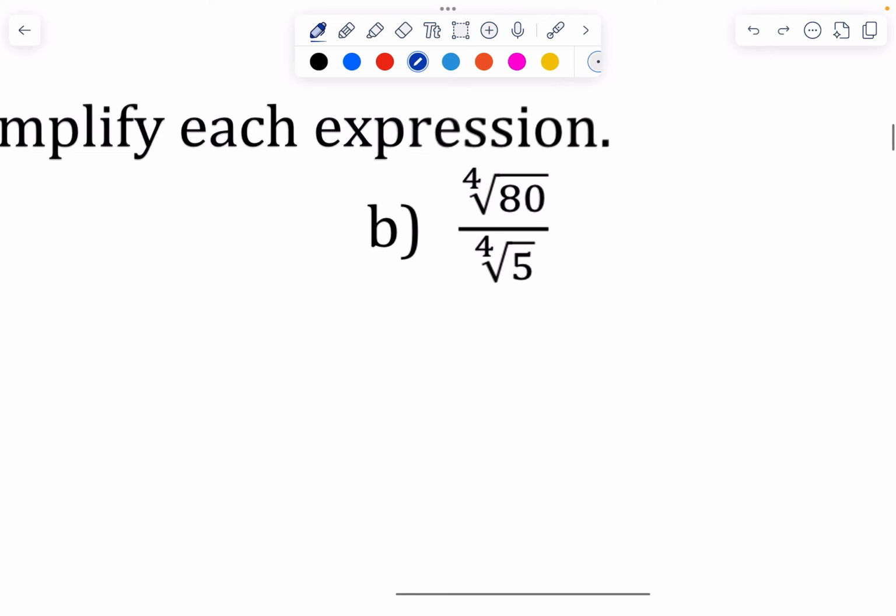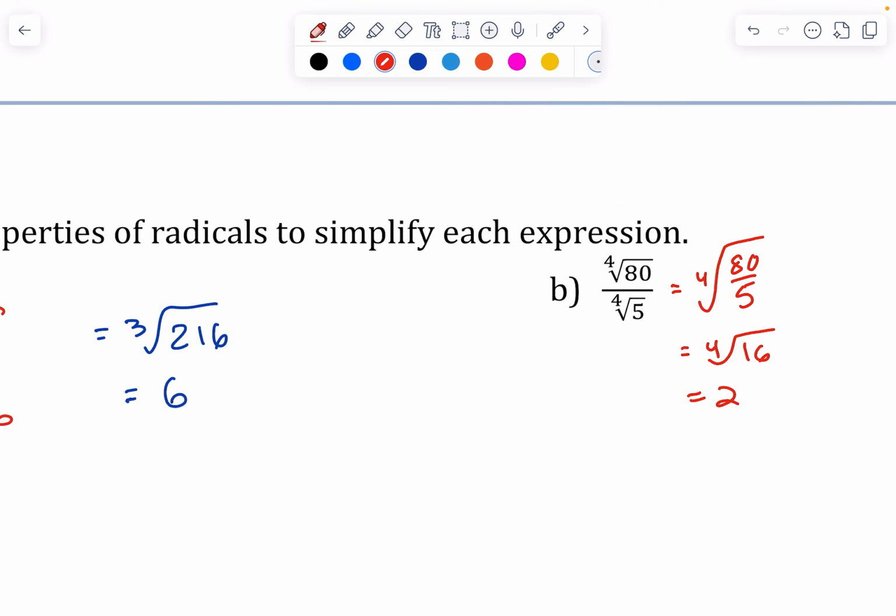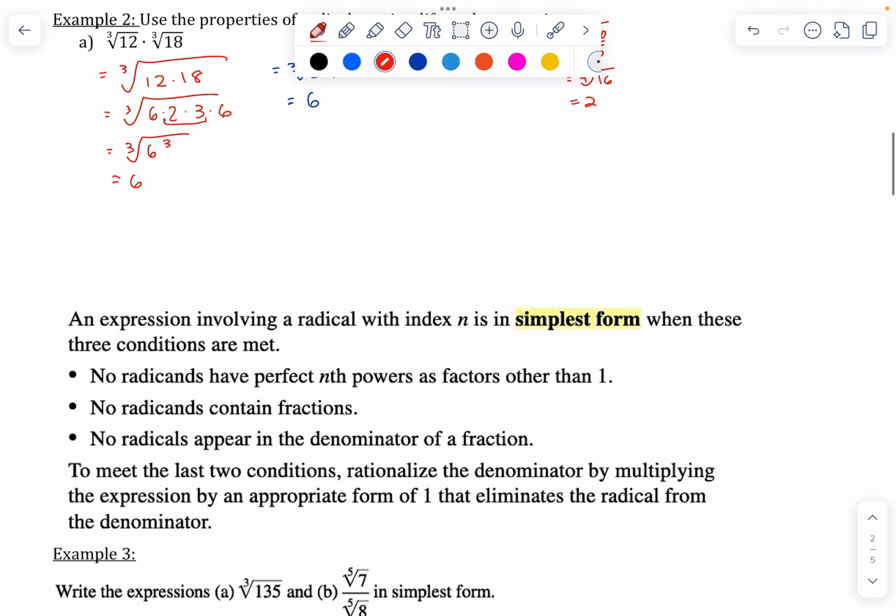Okay, here. We want to simplify this expression, and what we're using is the fact that you can pull apart radicals or you could put them together depending on what's going to help you simplify the expression. So in this case, they're already pulled apart. What's going to help is to put them together because now I can divide 80 by 5 and get 16, and then the 4th root of 16 is just 2. So a lot of problems in this lesson, or maybe about half of them, will be using the rule in the opposite way.